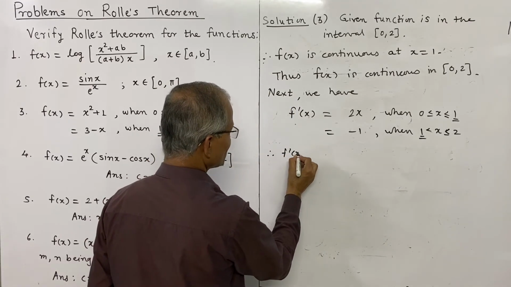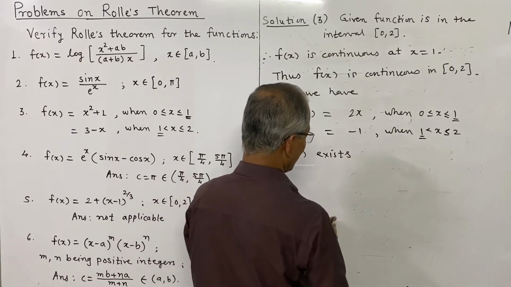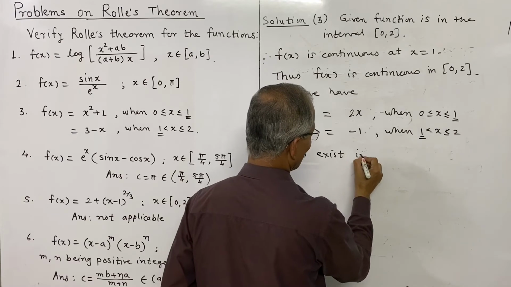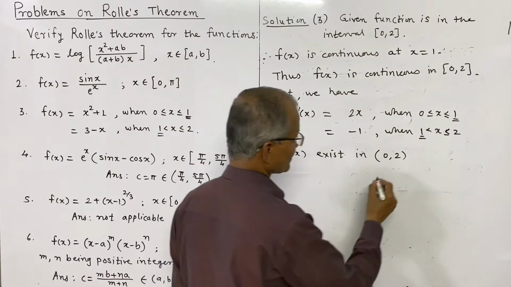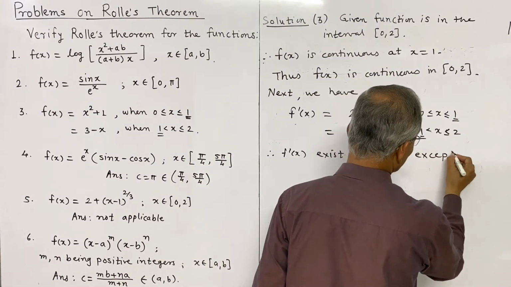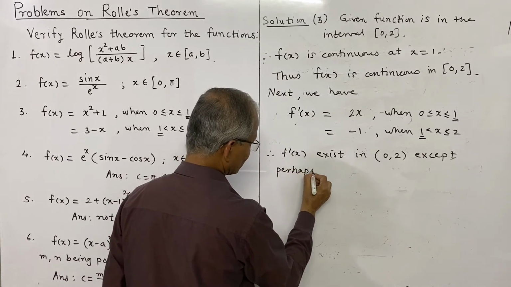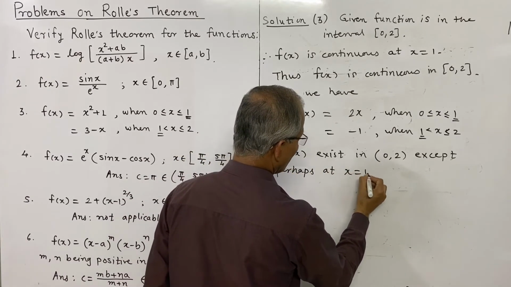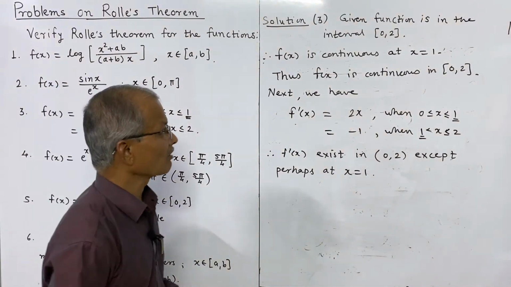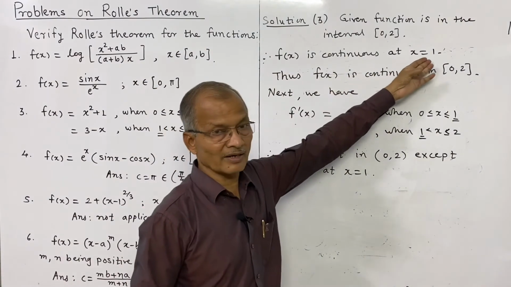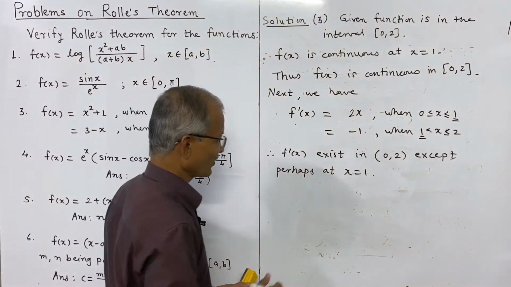F dash x exists in the open interval 0 to 2, except perhaps at x is equal to 1. So that means we have to check whether the function is differentiable or not. Earlier we checked the continuity at x is equal to 1. Now we have to check the differentiability at x is equal to 1.